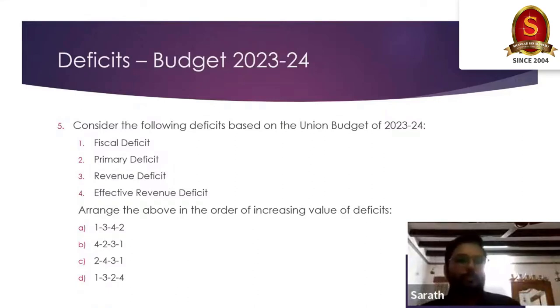So if you are going to choose between B and C, then you don't have to worry about revenue deficit, because in both B and C, 3-1, 3-1, that is the last two, which means the highest is fiscal deficit, the second highest is revenue deficit. Now the question is: is primary deficit in second place, is primary deficit the least deficit, or is effective revenue deficit the least deficit? This is the only question that needs to be answered.